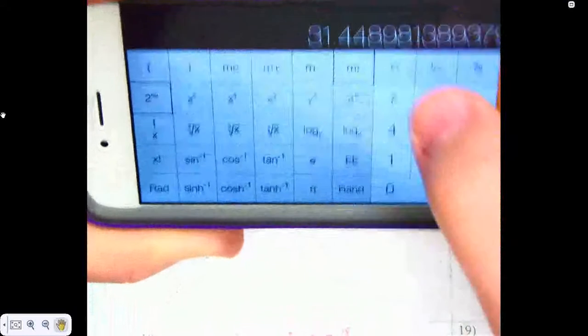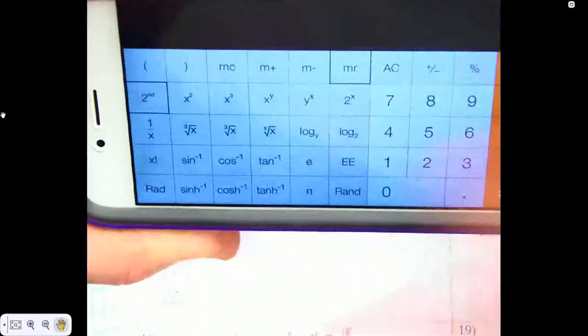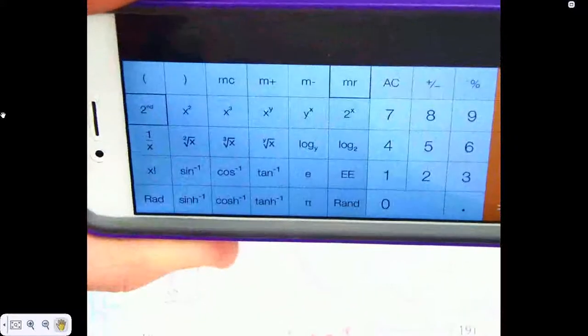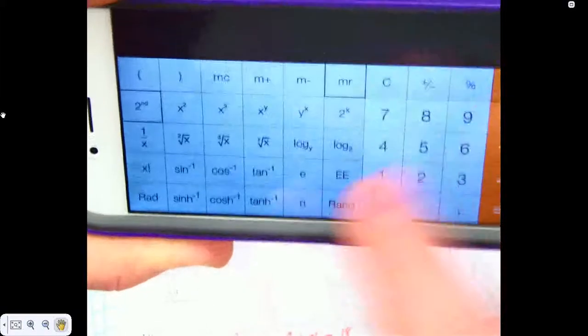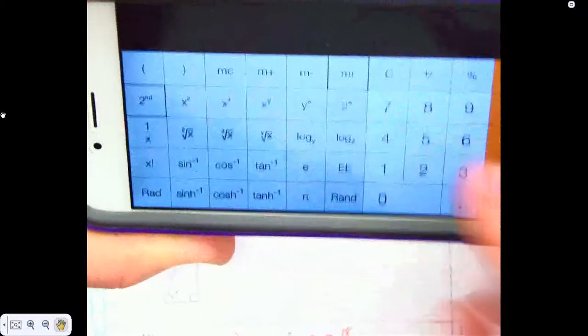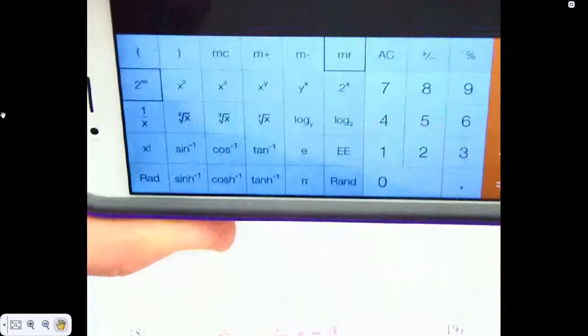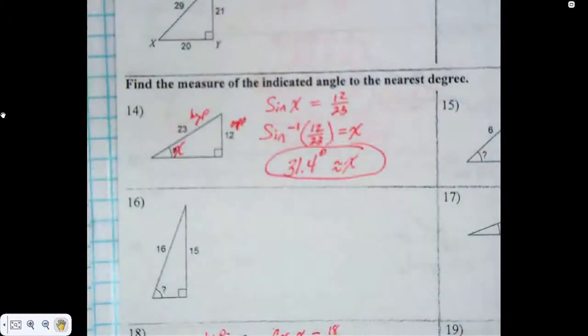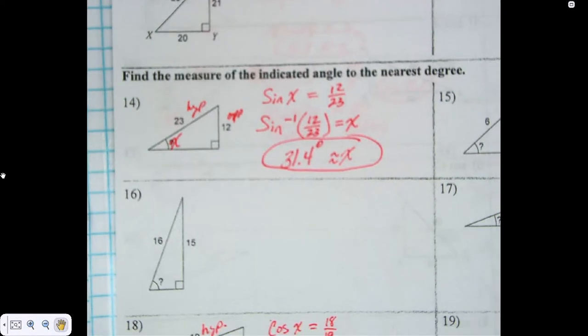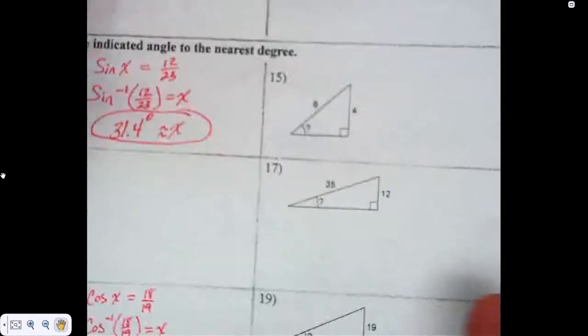Now, the other way you could do this, it doesn't make any sense. There's no need to even use the parentheses there. Does that make sense? How you do that? Just divide, get a decimal for the fraction first, and then press your inverse sine. So let's do another one. Let's do number 15. This one's what, guys?